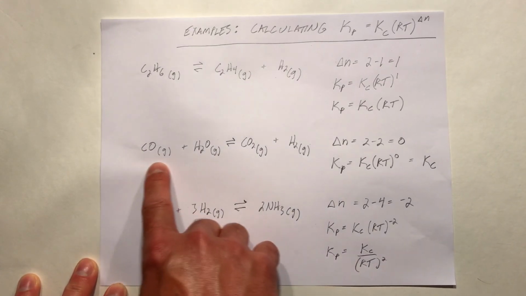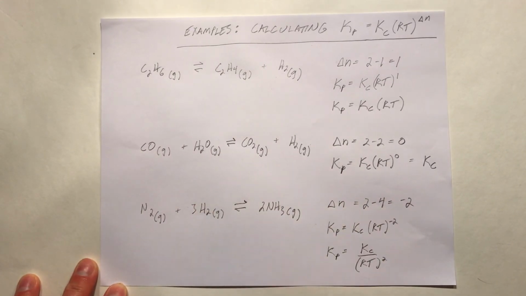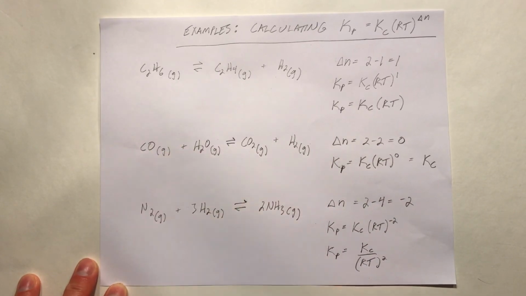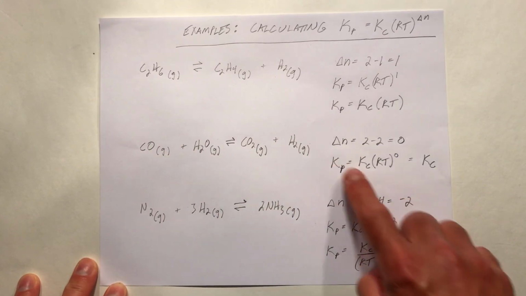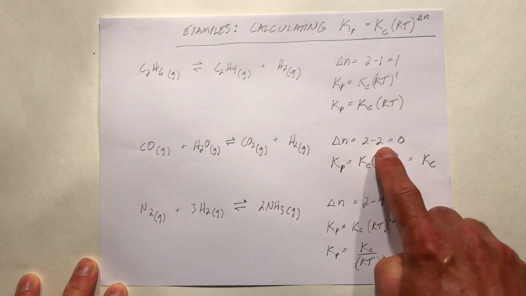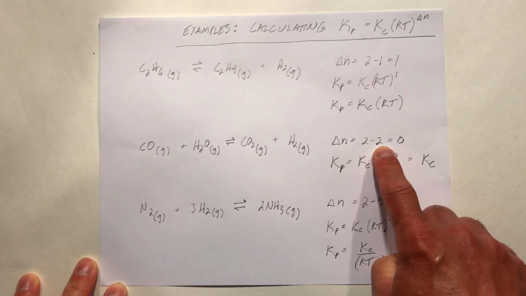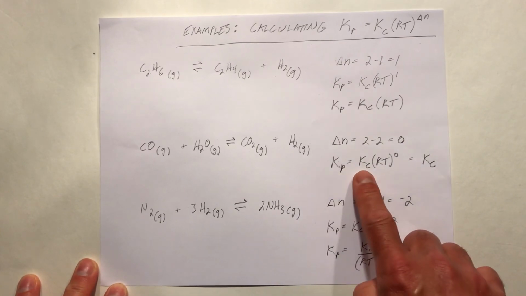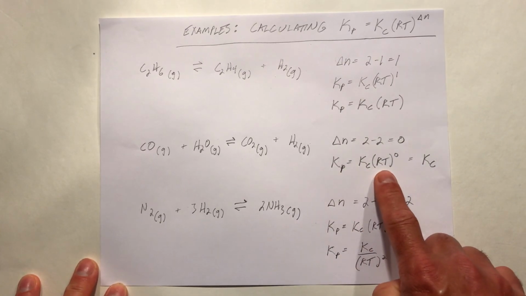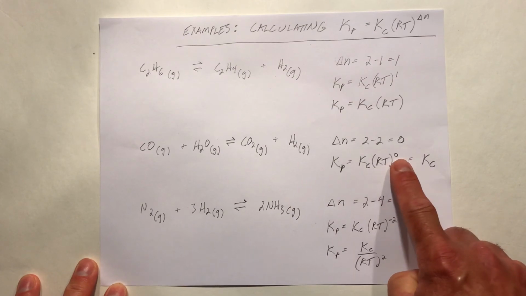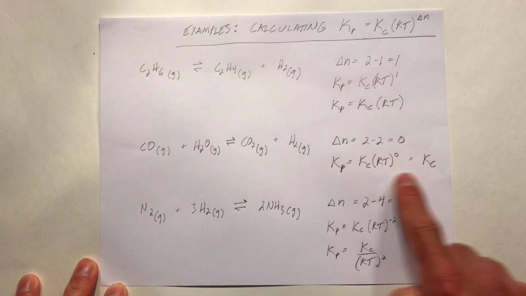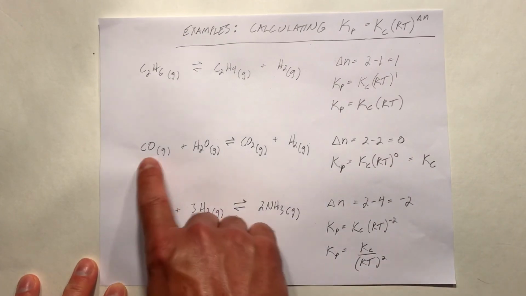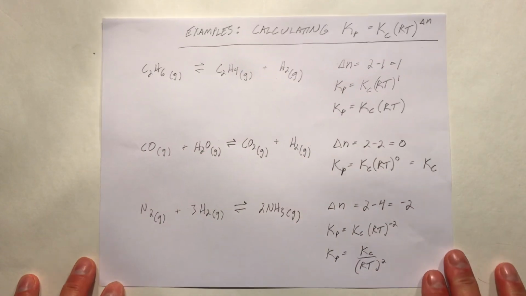Okay, if we have this equation with all gases, notice that we have 2 moles of product and 2 moles of reactant. So the delta N would be total number of moles of product minus total number of moles of reactant. 2 minus 2 is 0. So Kp is equal to Kc multiplied by the quantity RT to the 0 power. Well, anything to the 0 power is equal to 1, so Kp is equal to Kc when the moles of reactant equal the moles of product.